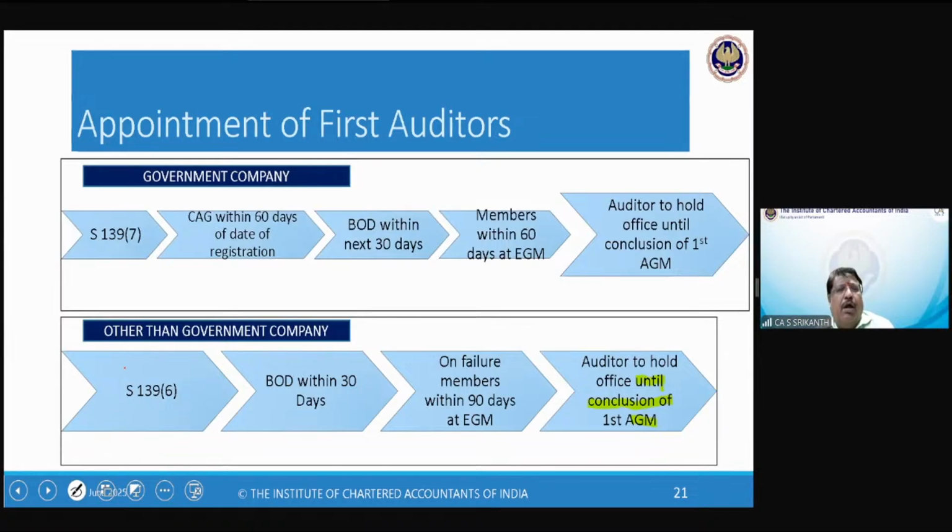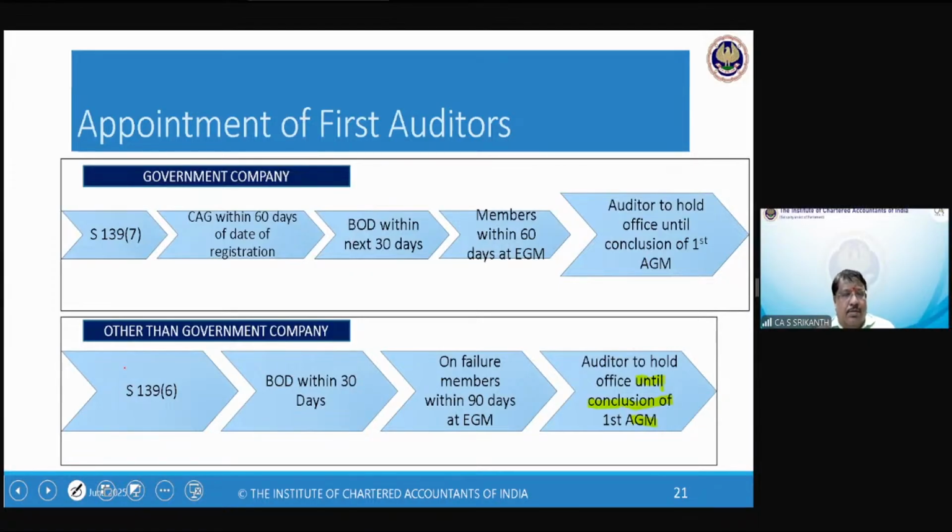Now, if it's a first audit appointment for a government company, friends, the government company's auditor will be appointed by the Comptroller and Auditor General. We already saw this office. The Comptroller and Auditor General's office audits your IEPF authority, the fund accounts. The NFRA is audited by your CAG. CAG is the public auditor.